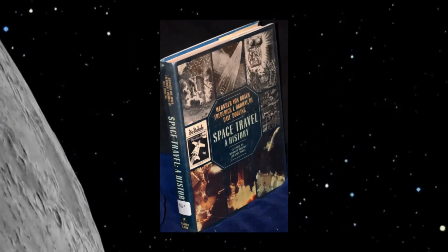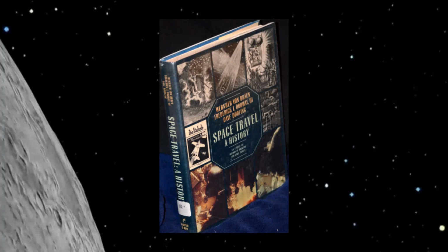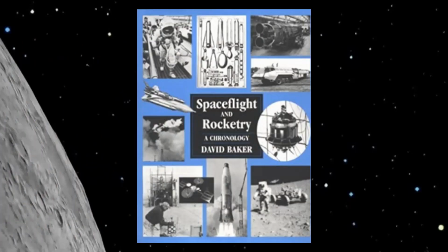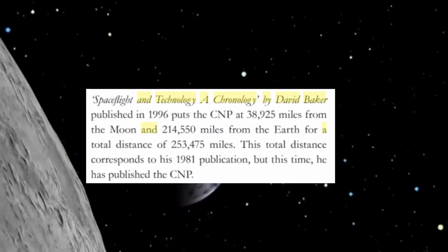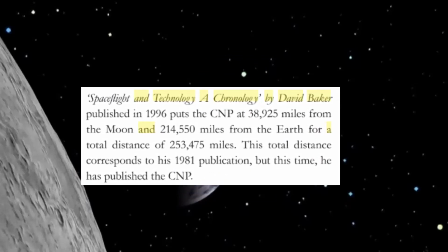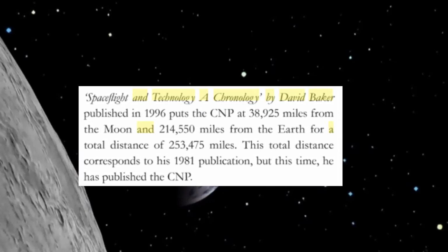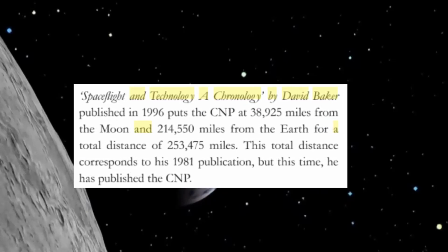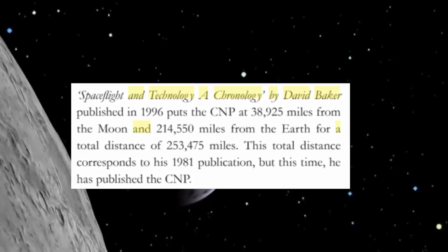Space Travel, a History, an update of History of Rocket and Space Travel by Wernher von Braun, Frederick I. Ordway III, and Fred Durant, lists the CNP as 43,495 miles from the Moon. This corresponds to the Time magazine figures. Spaceflight and Technology, a chronology by David Baker, published in 1996, puts the CNP at 38,925 miles from the Moon and 214,550 miles from the Earth for a total distance of 253,475 miles. This total distance corresponds to his 1981 publication, but this time he has published the CNP.